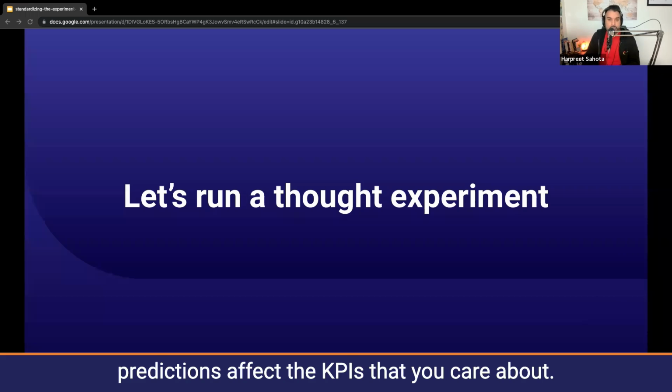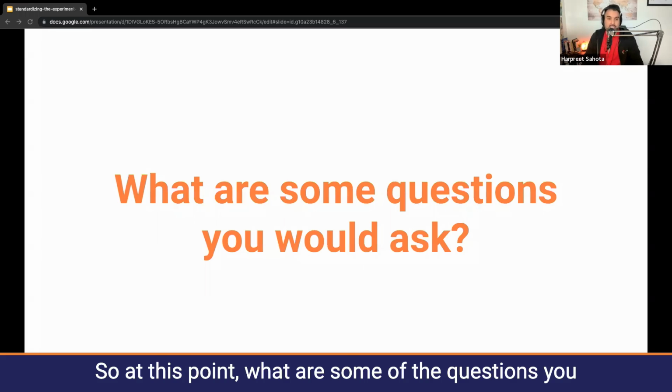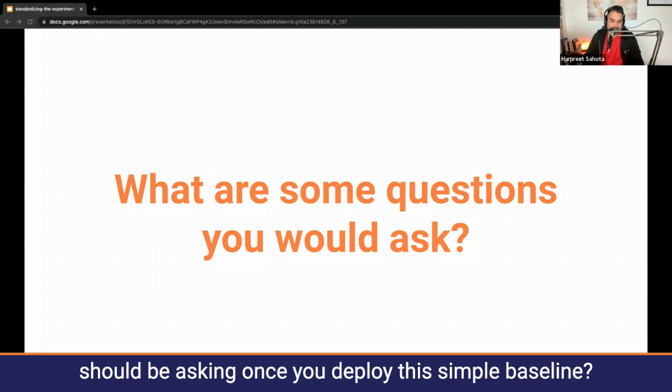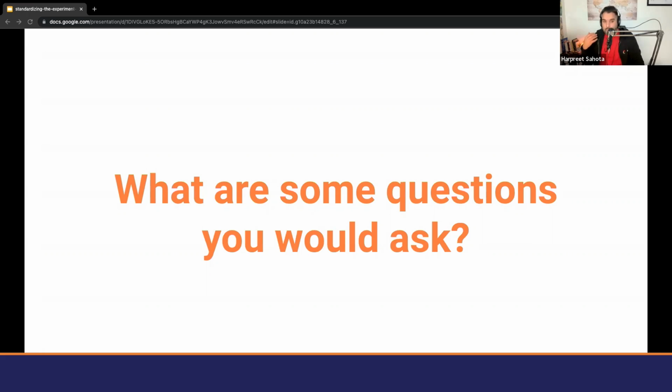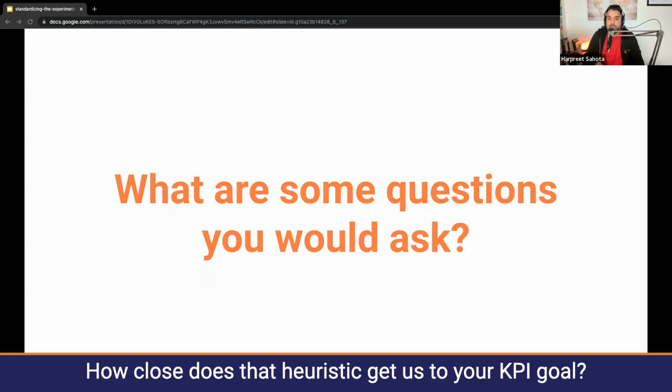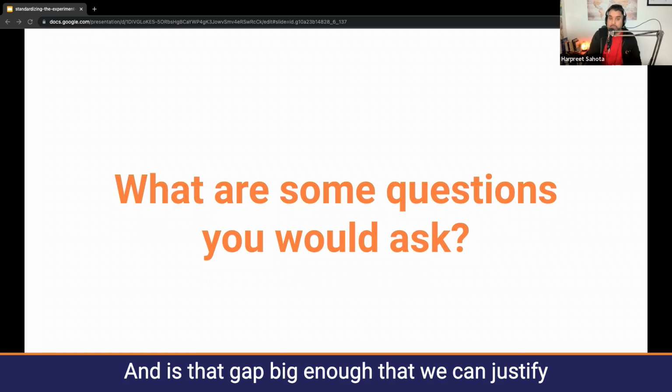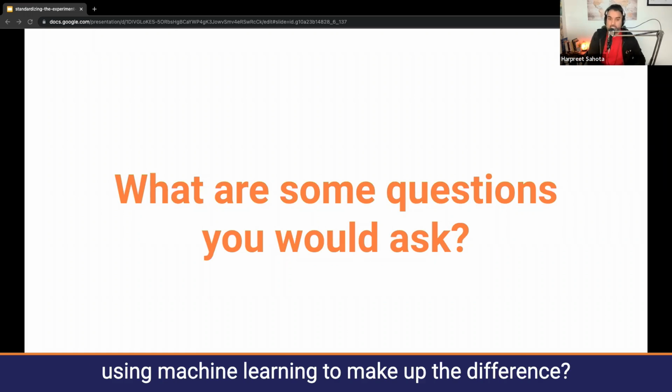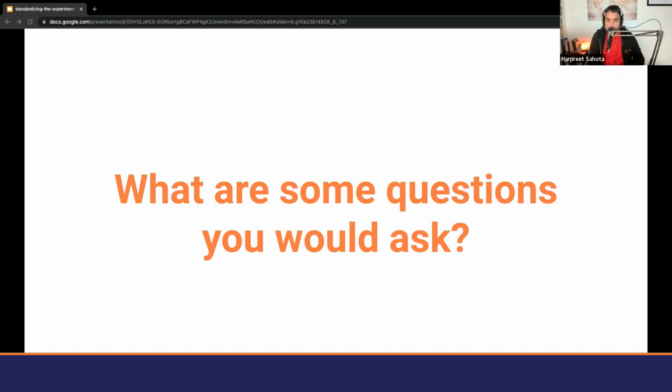And the key point of this exercise is to help you understand how your model's predictions affect the KPIs that you care about. So at this point, what are some questions you should be asking once you deploy this simple baseline? What is the model performance metric when you're using the heuristic? How close does that heuristic get us to our KPI goal? And is that gap big enough that we can justify using machine learning to make up the difference?